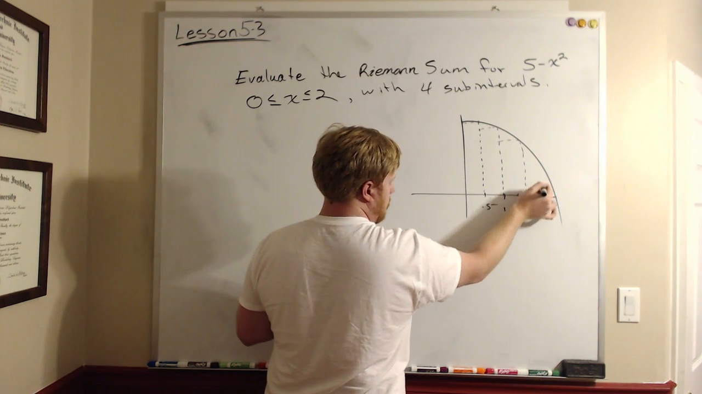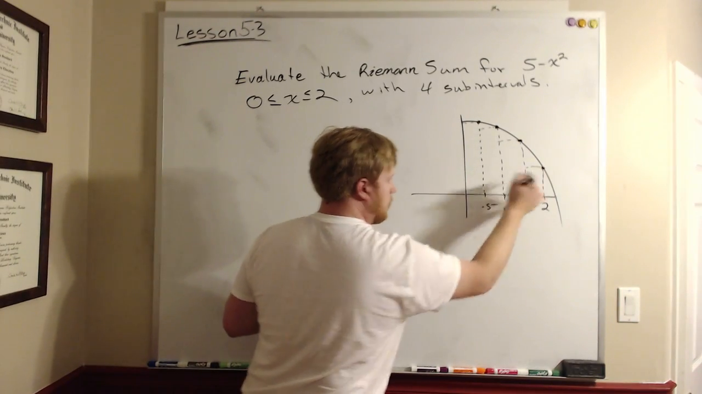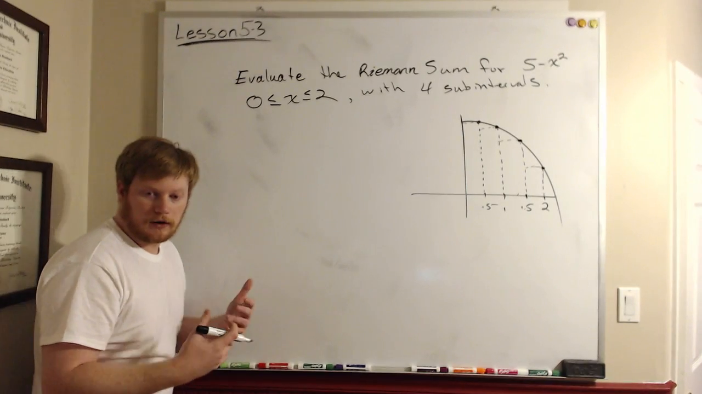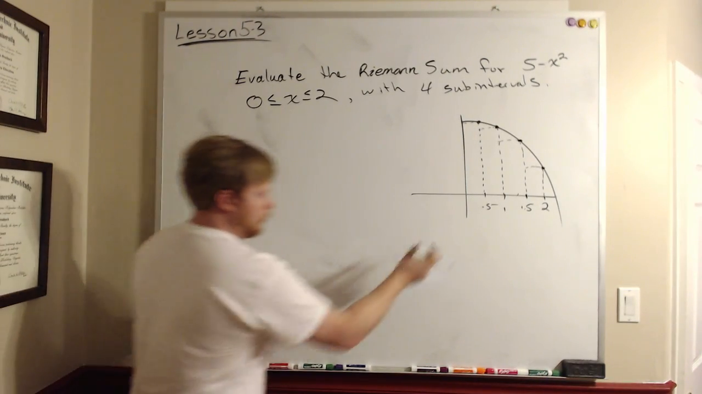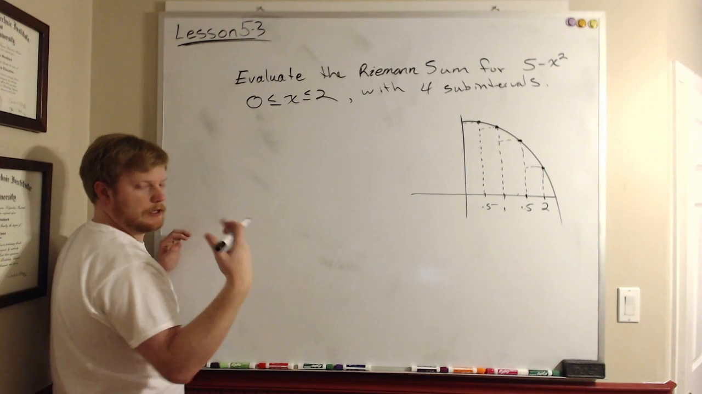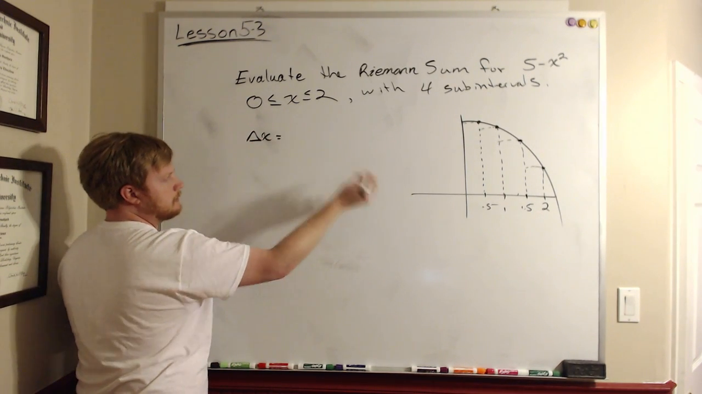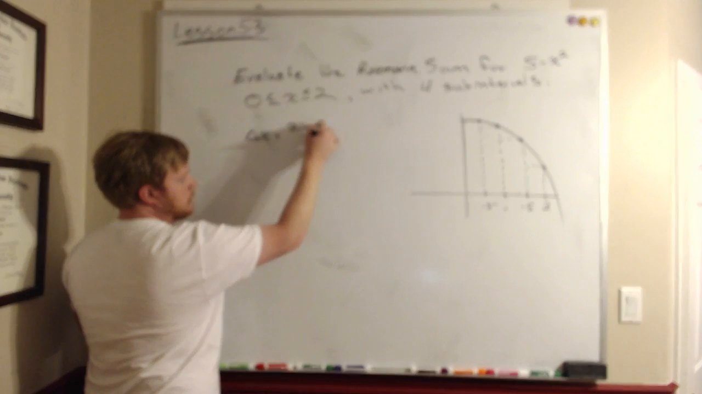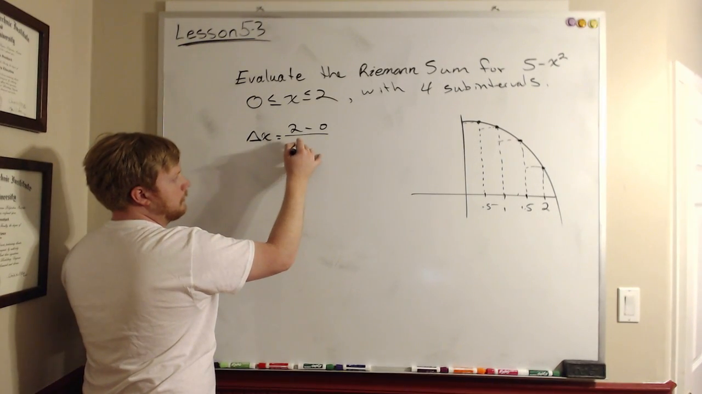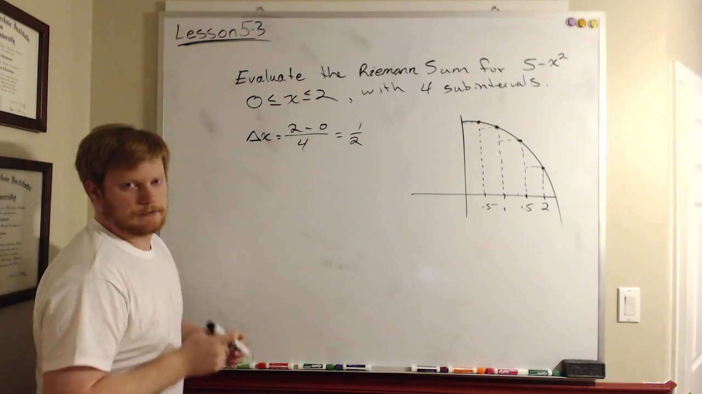And here's my 4 rectangles. And now it's pretty clear what the areas of these guys all are. Well, the width of each of these is 0.5. We could find that using the formula for delta x, right? Delta x is the end minus the start divided by the number of subintervals, which is 1/2. Okay?